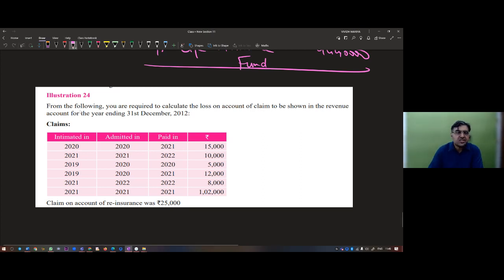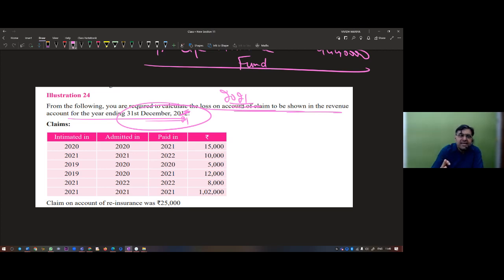They are asking you, there is some typing error. This is not 12, this is 21. They are asking you to find the expense, the loss, the claim for the year 2021. For the year 21, the claim is counted when intimated, admitted or paid, whichever is earlier. Out of three dates, whichever is earliest.